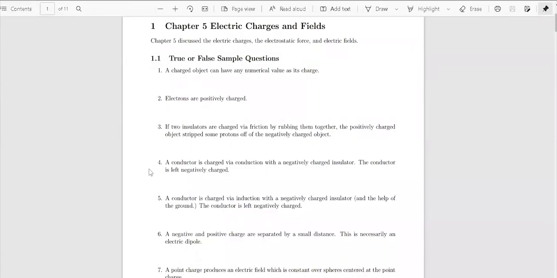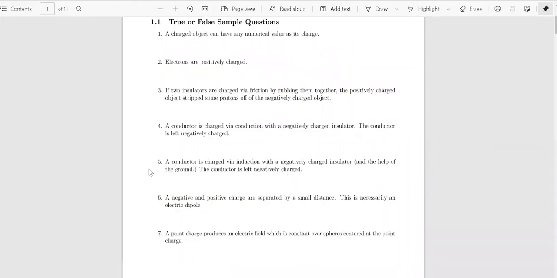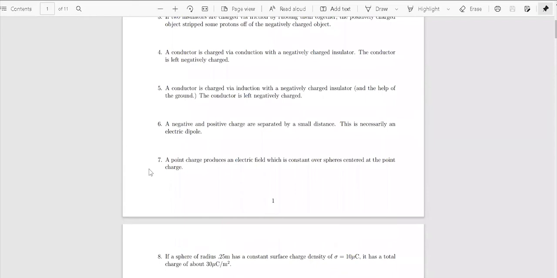6, a negative and positive charge are separated by some small distance. This is necessarily an electric dipole. Not necessarily. To have a dipole, the positive and negative charge have to have the same magnitude. This just says that we have a positive and negative charge, not their relative magnitudes.